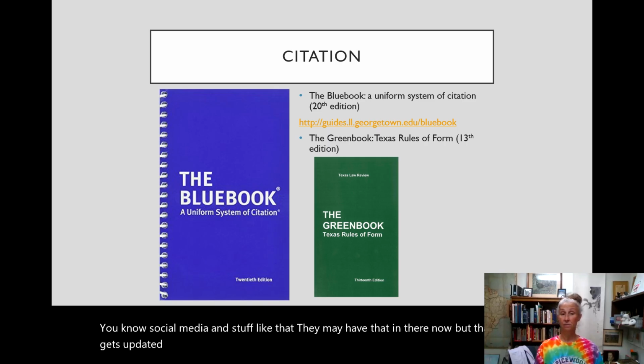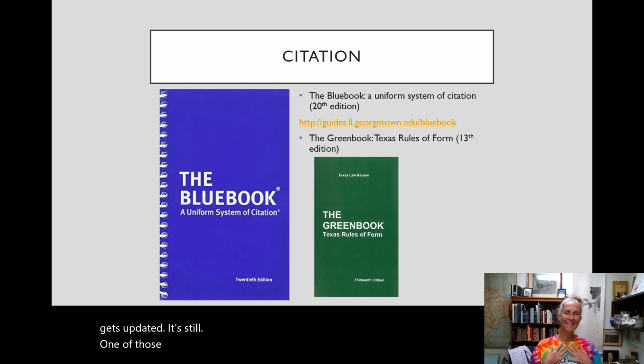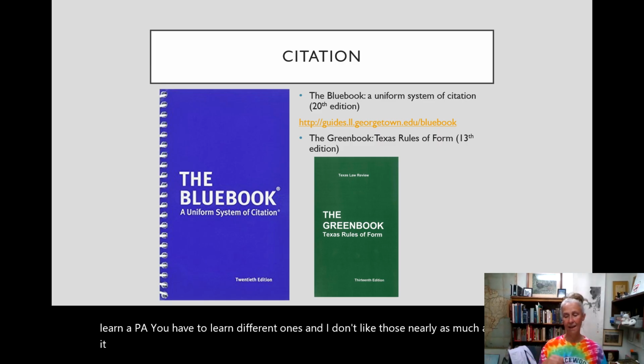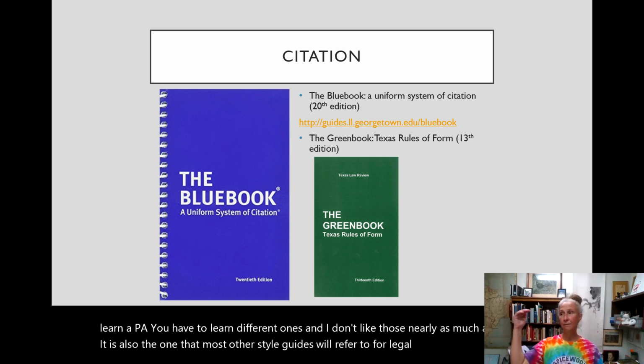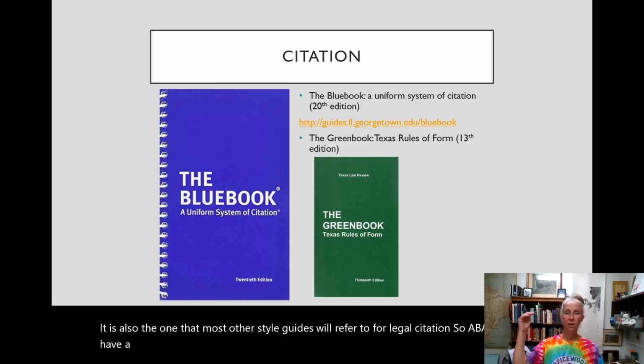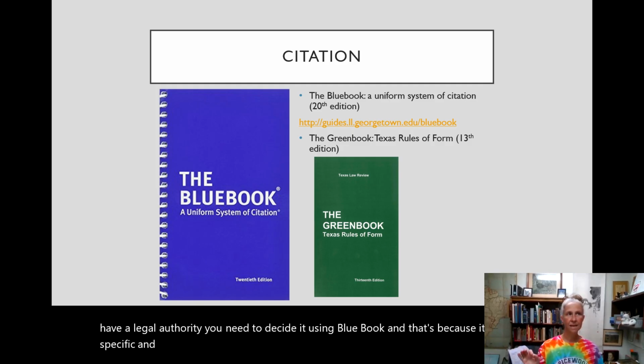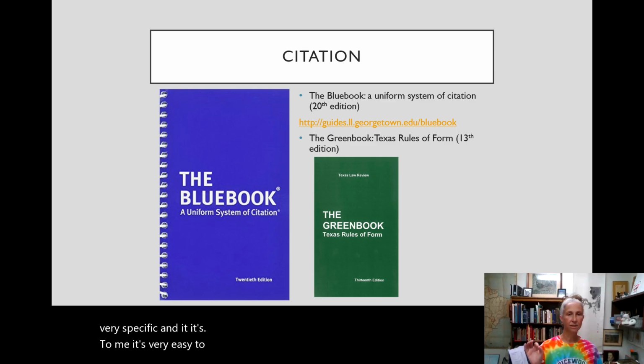It's still one of those things that I really like. It's my favorite kind of citation guide. And I had to learn APA, you have to learn different ones, and I don't like those nearly as much as Blue Book. It is also the one that most other style guides will refer to for legal citation. So APA says if you have a legal authority, you need to cite it using Blue Book. And that's because it's just very specific, and to me, if everything is put in this style, it's very easy to find things.